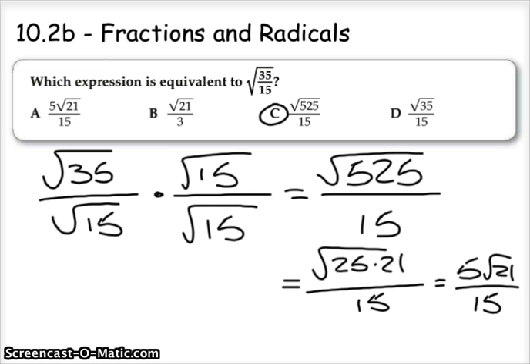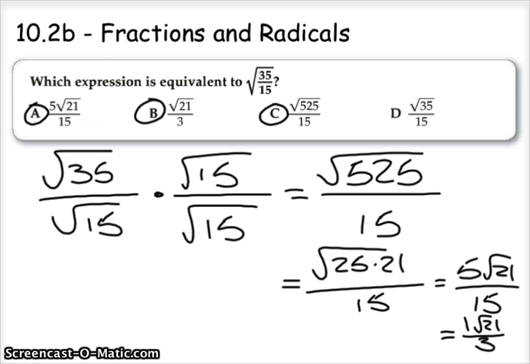And if we wanted to, we could actually simplify this even more. You'll notice A is an option. But we have 5 divided by 15, which is the same as 1/3. So this is actually also equal to just 1 root 21 over 3, or just root 21 over 3. And so B is also an option. Actually, the only one that's not equivalent in this case is D. So that's the process of simplifying.